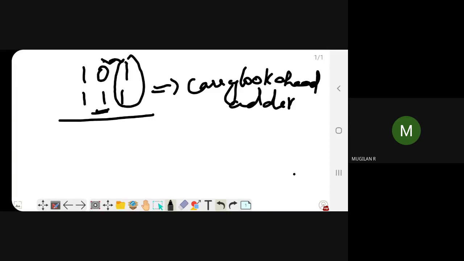Okay. So because of that waiting time, the addition process consumes much time. To overcome this cost, I'm going for carry look ahead adder. In the carry look ahead adder, it is an IC, and it will generate the carry automatically.